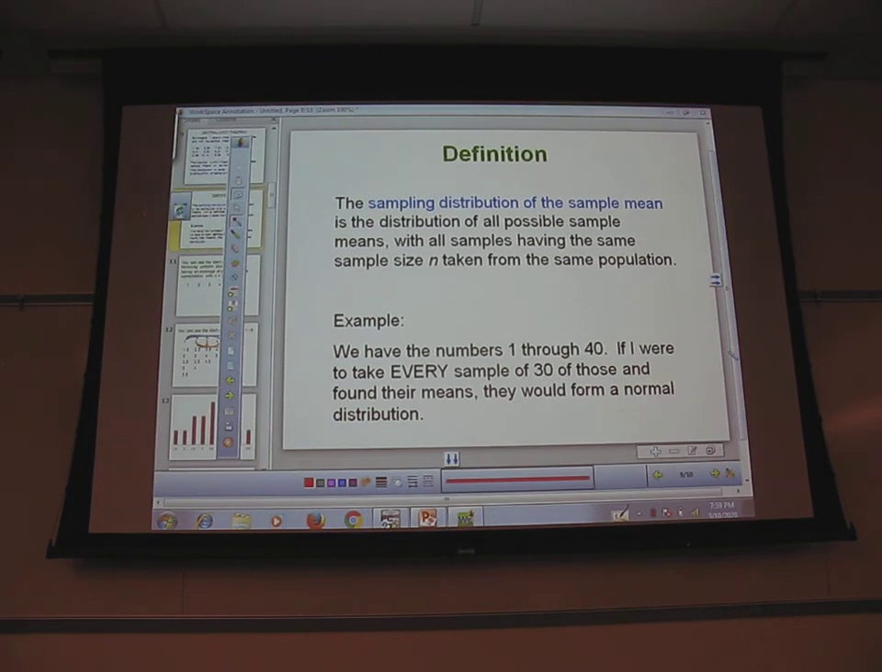The sampling distribution of the sample mean is the distribution of all possible sample means with all samples having the same sample size and taking from the same population.